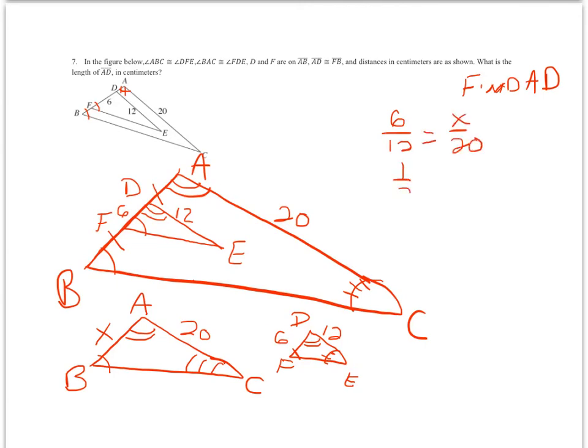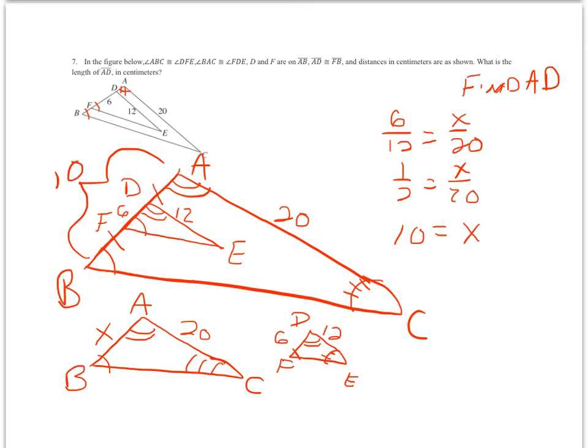6 divided by 12 reduces to 1/2. To get X by itself, we multiply both sides by 20. 20 times 1/2 is 10. X over 20 times 20 is X. We get that X is 10, which is not the question. It tells us from here to here is 10.